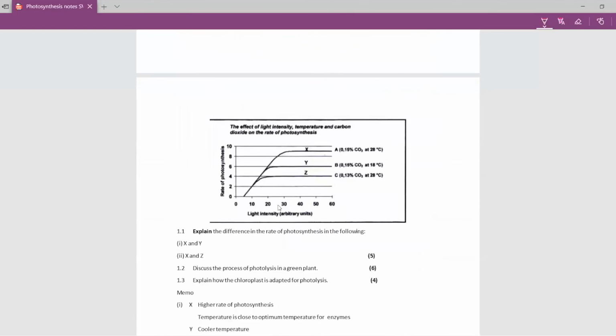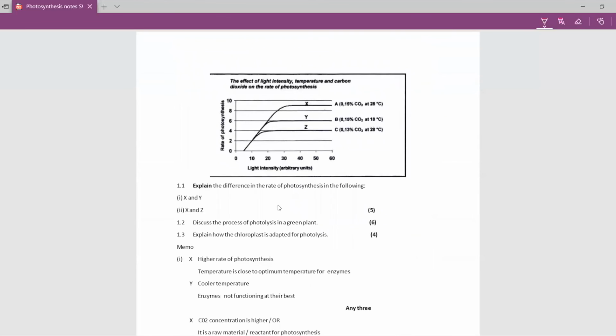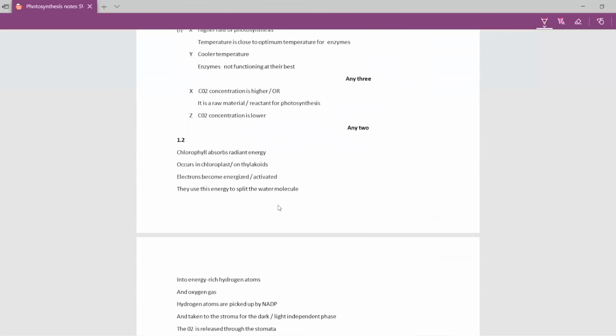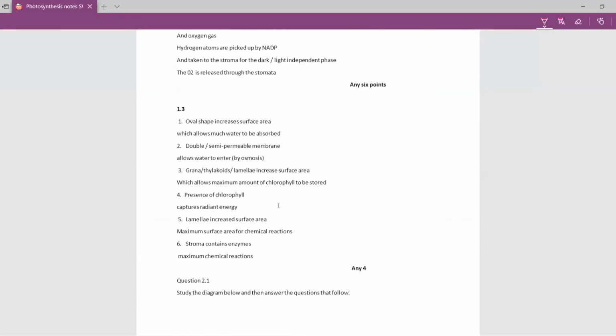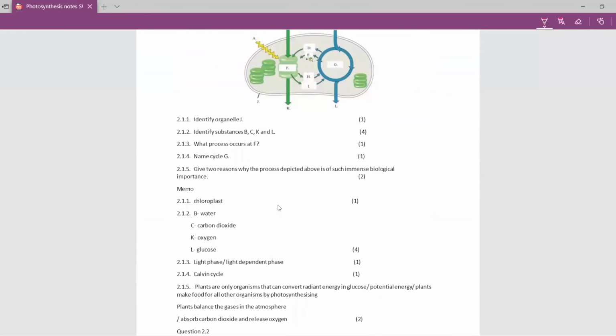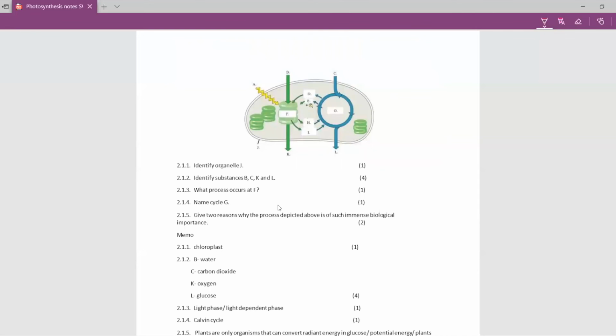Now, looking at the past paper question, I'm going to put it there for you to look at and do. And then I'll put the answers up for you. And you can always pause it and do it.